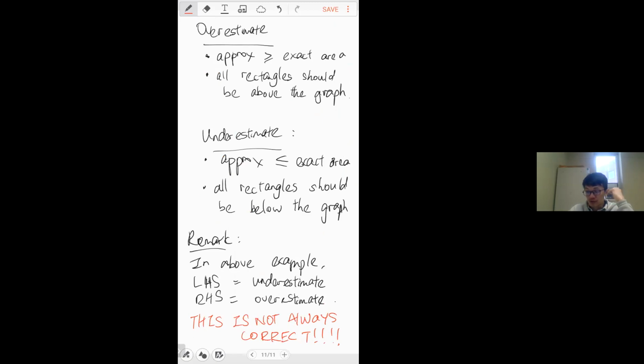All right, so I only did the left-hand sum and right-hand sum, and I briefly talked about overestimate and underestimate today. I'll do maybe one more example next time about overestimate and underestimate. Any questions before I let you leave?